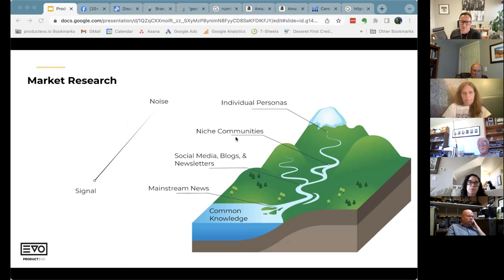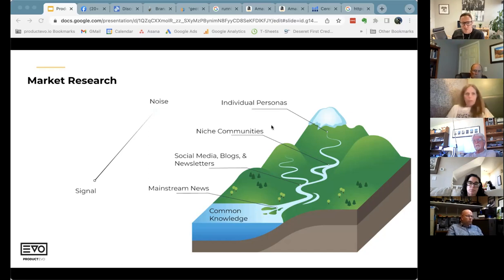So down at the bottom in this pool here is the pool of common knowledge. This is also known as the red ocean. Here is where we know for sure there's demand for things because you've got hundreds of companies already fighting to meet that demand. But the challenge is here, it takes a lot of money to advertise because it is so crowded and there's a lot of competition. The further you go upstream to individual personas, the market's just not big enough yet. You might be able to serve onesie, twosie people, but it's typically not enough to make it a viable business.